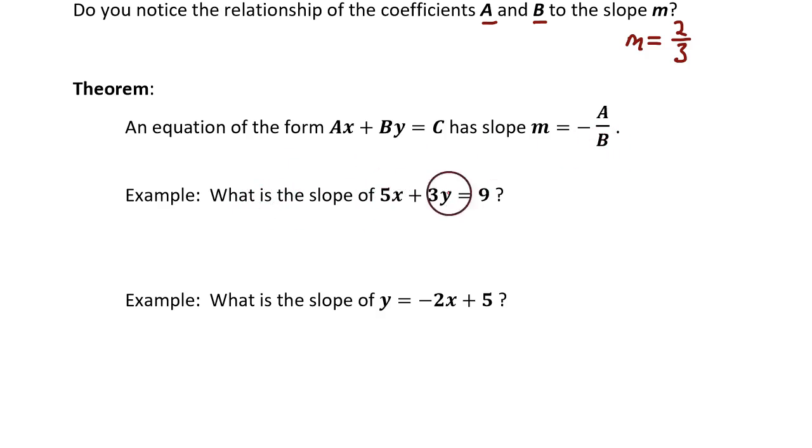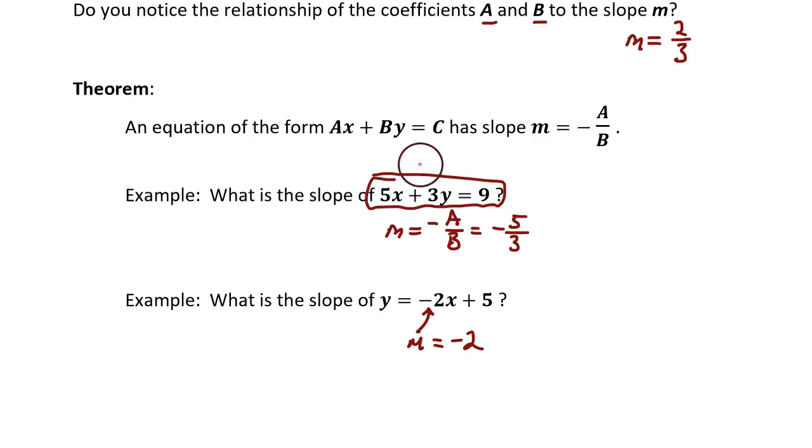Example, what is the slope of this equation? Using the formula m equals negative a divided by b, we can find the slope is negative 5/3. Now next example, what is the slope of this equation? Notice that this is not in the format ax plus by equals c. Instead, it has the letter y solved in terms of x. This time, it's that number that is the slope. So the slope is negative 2.